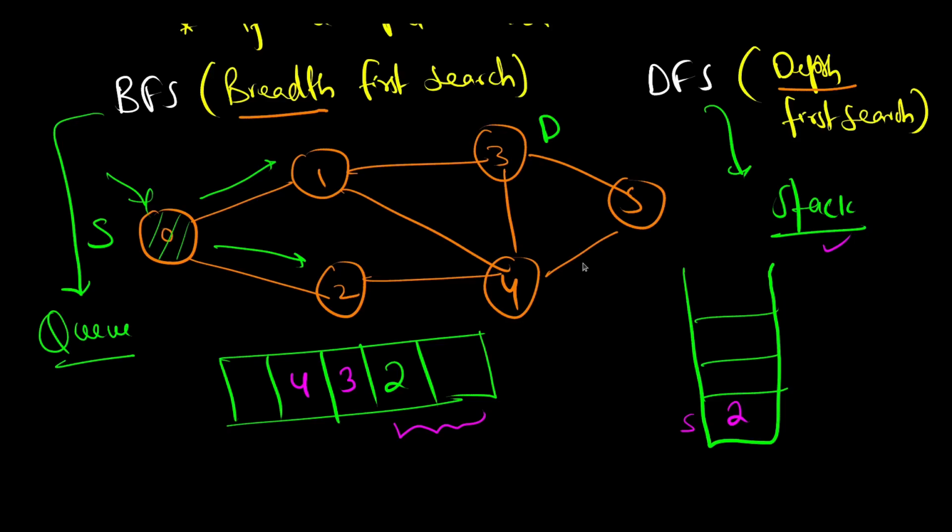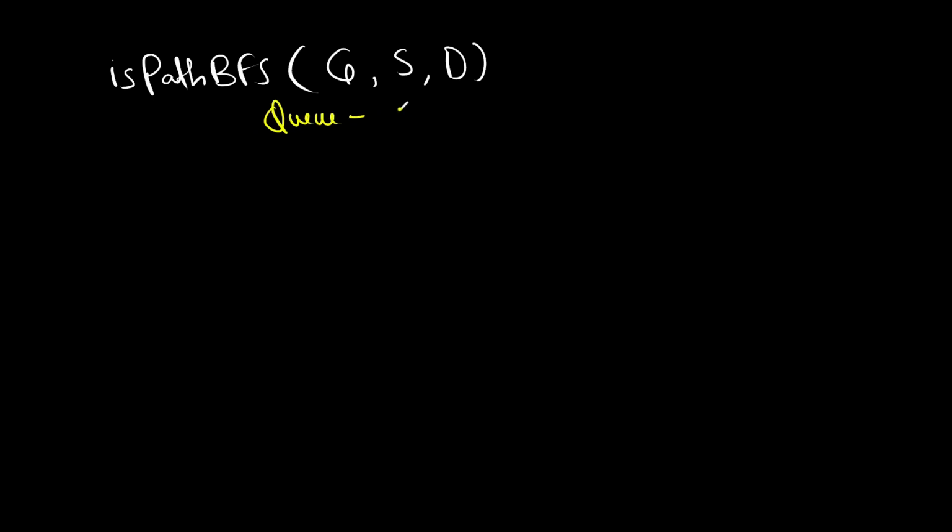Now I will tell you the algorithms of BFS and DFS, and the way these algorithms are going to find out the path between two particular vertices. Let me show you the BFS algorithm first. I am writing a function here, isPathBFS, and what I am going to take is a graph, source vertex and destination vertex. So first you have to take a queue, and you can name this queue as Q, okay?